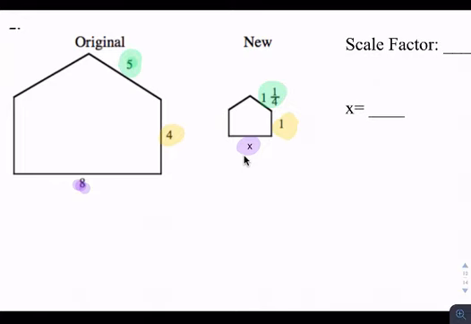And I'm looking at both of these. My new is 1 1/4. My original is 5. For the yellow, my new is 1. My original is 4. Looking at those two ratios, the 1/4 is going to be a little bit easier to work with. I can find a decimal of either one of these. Both of these come out to be 0.25.